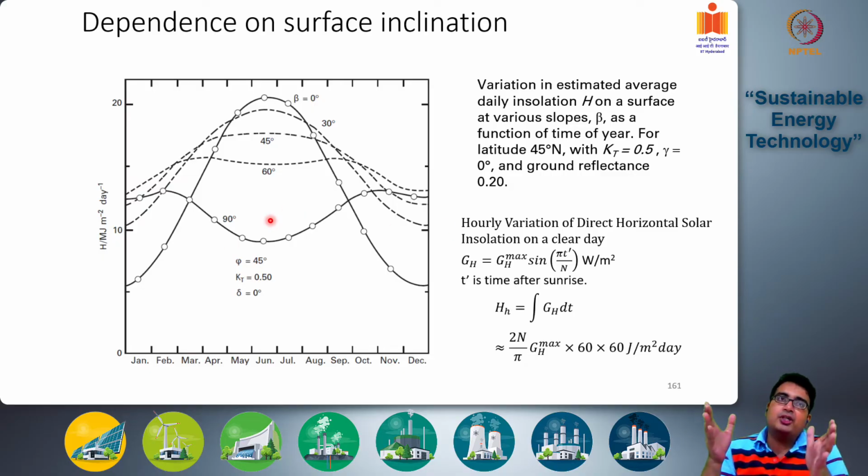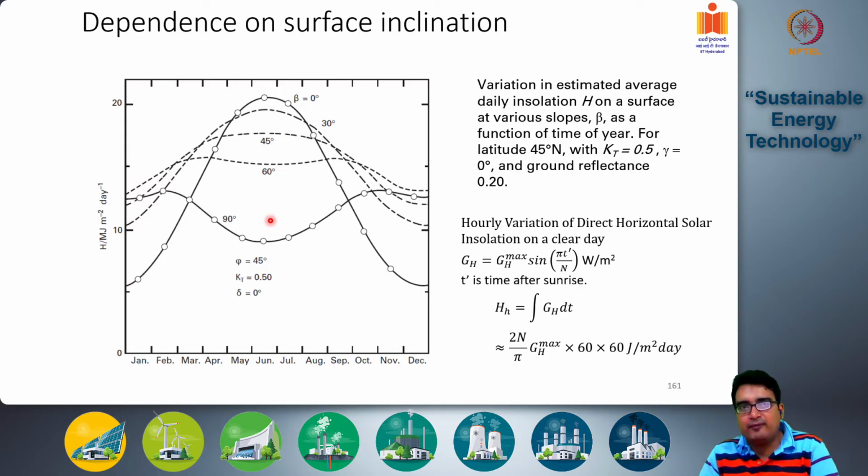So all of this is a function of how the solar plate collector is oriented with respect to the sun. In winter times, the sun is very low on the horizon for most times of the day, especially in the high latitudes like 45 degrees.